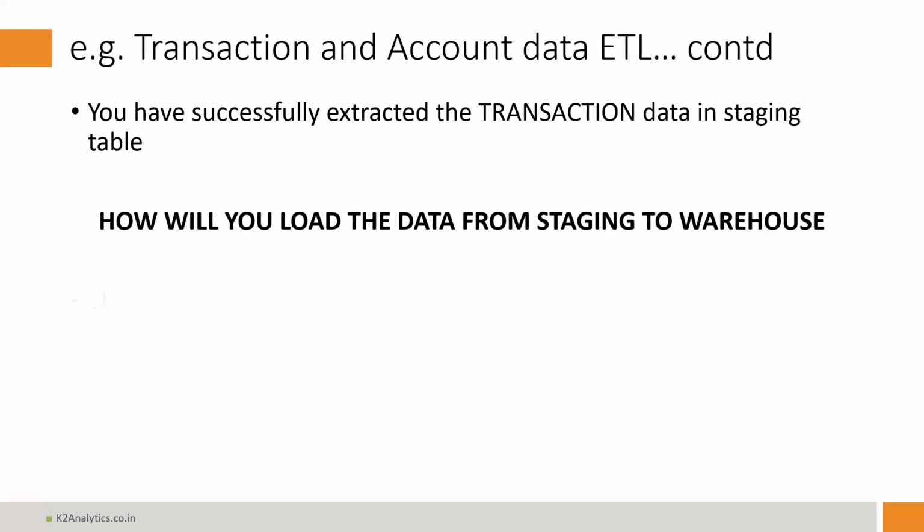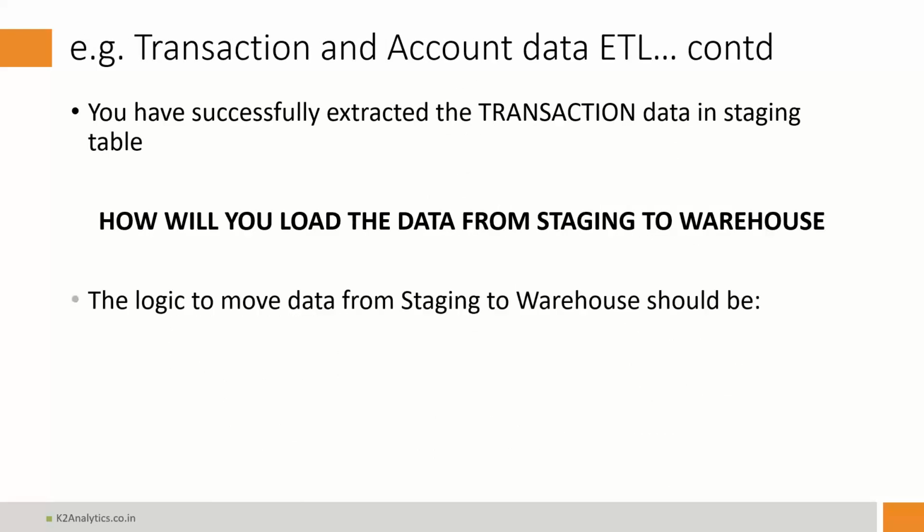Okay. Assume you have successfully extracted the transaction data from the previous step. How will you load the data from staging to warehouse? The logic of moving data from staging to warehouse should be update insert. Why update insert? As I already mentioned, a given transaction ID you have already pushed in the warehouse. If that data again is extracted, in that case you need to update.